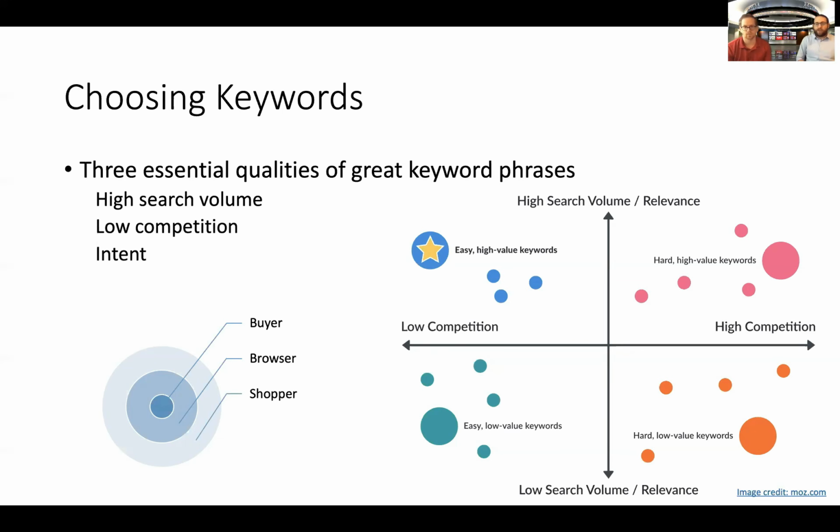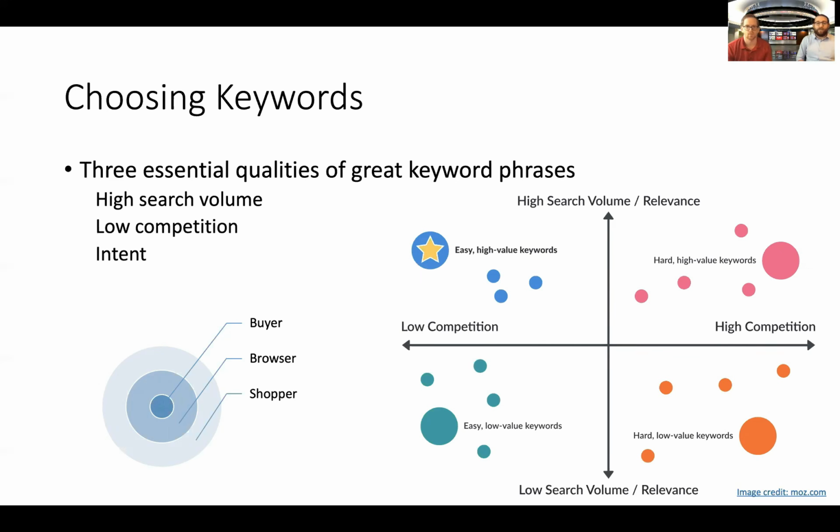We can see in the quadrant in the top right corner, that's a scenario where there's a lot of search volume, but it's also very competitive. These are going to be high value keywords because a lot of people are searching for them, but they're going to be difficult to rank for. Now let's move over to the left of that, where keywords have a lot of search volume but low competition. Those are going to be the easy, high value keywords.